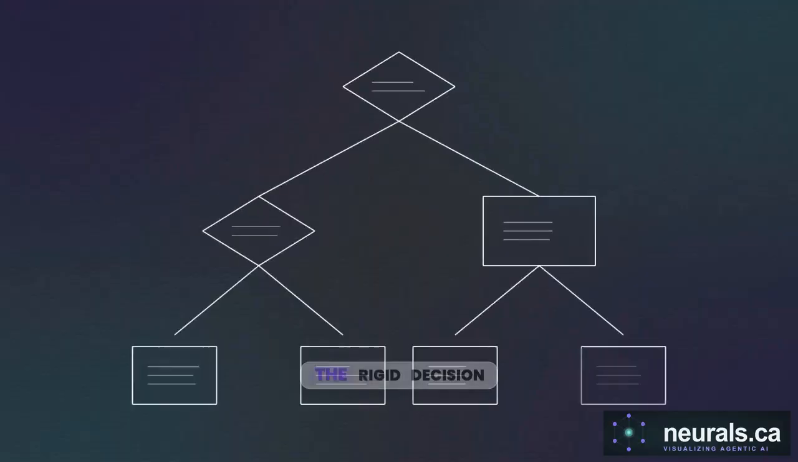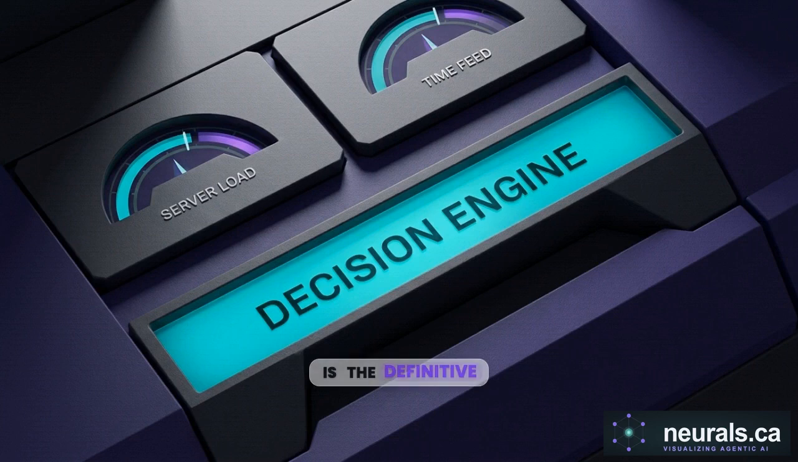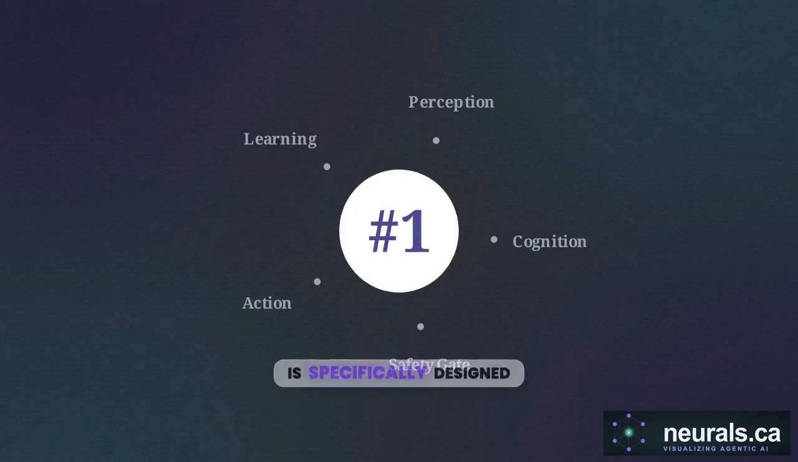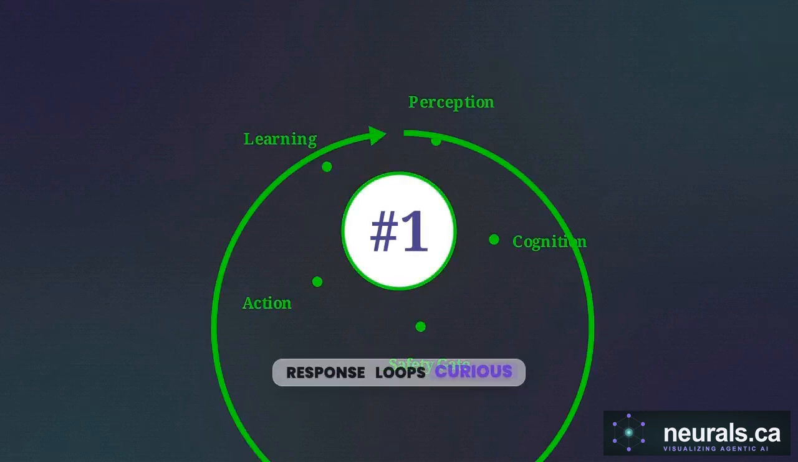Contrast this resolution with the rigid decision trees we saw earlier. Situational awareness is the definitive difference between simple scripting and true autonomy. While agent number 1 provides the necessary foundation for these systems, it is specifically designed for immediate, single-step response loops.